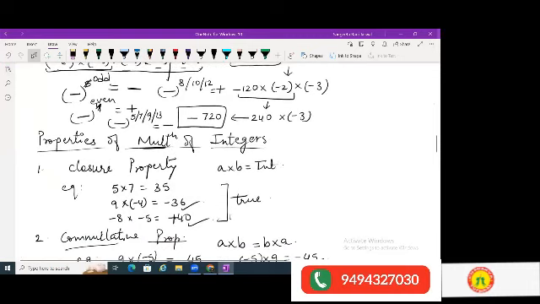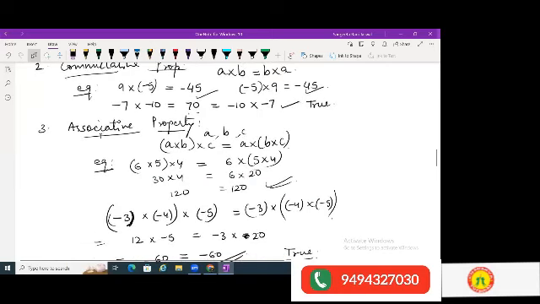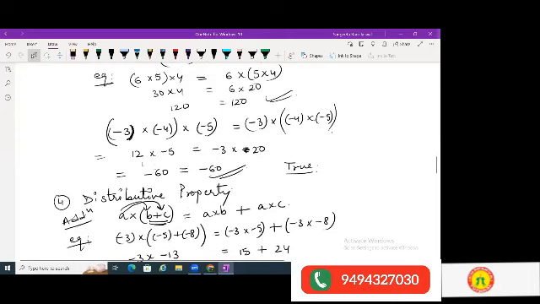Closure property, we studied that it holds true. Commutative property, we studied that this also holds true. That means A into B is equal to B into A. So that holds true. We studied about associative property, that A into B into C is equal to A into B into C grouped in any order. The answers are equal on both sides. And we took some negative integers. So this held true for any kind of integers.